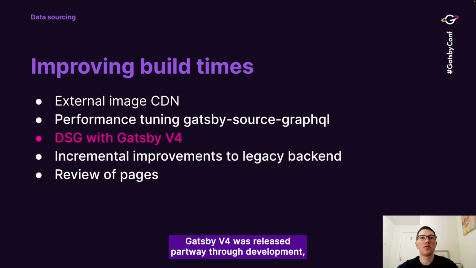Gatsby v4 was released partway through development, so we decided to leave the upgrade until the end of development, or potentially even until after the site was live. However, the need for v4, specifically deferred static generation, came when around 200,000 extra pages were added to the build. These were mainly low traffic pages, most no traffic, that existed on the current site mainly just because they could.